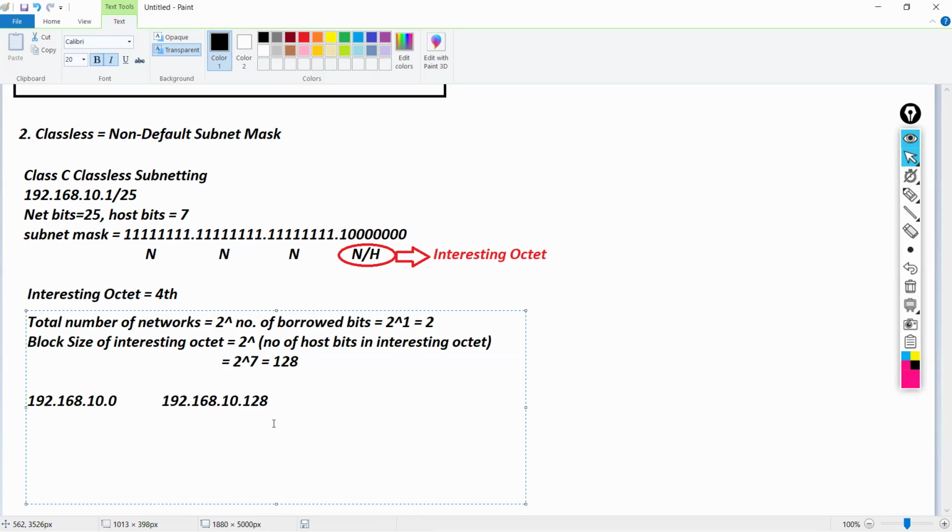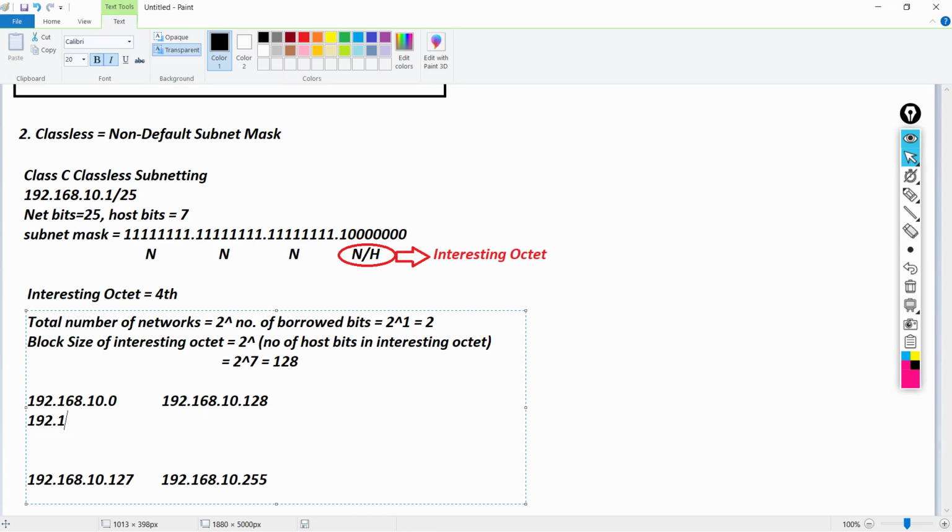Now, if my second network is starting at 128, that means this first network will end where? 127, right before the next network. So that means 192.168.10.127. Now after this, I don't have any network because only 2 networks will be designed. So this is my last network. This will go till the maximum. So what is my maximum? 10.255.